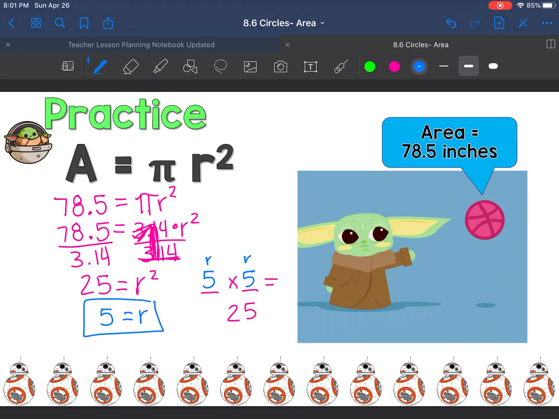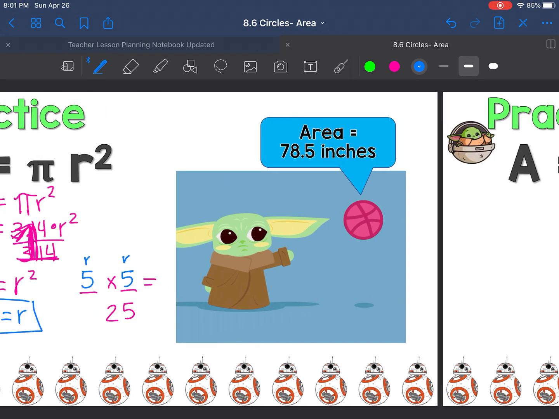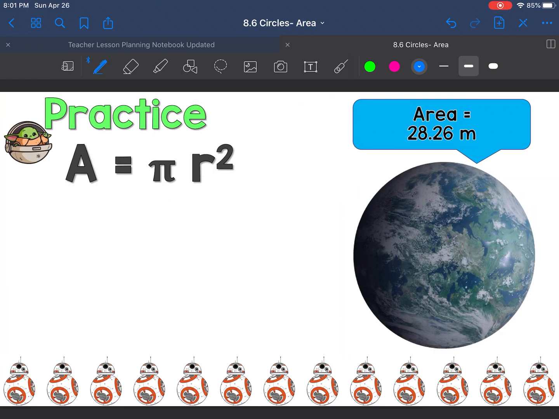Now, you can't just stop at 25 equals radius squared, because I need to know what the radius is, not what the radius is when it's squared. Okay, so make sure that you take that final step into figuring out what just the radius is, not what the radius squared is. Let's take another look at an example kind of like this. So here I have another picture of the world, and it says that the area is 28.26 meters.